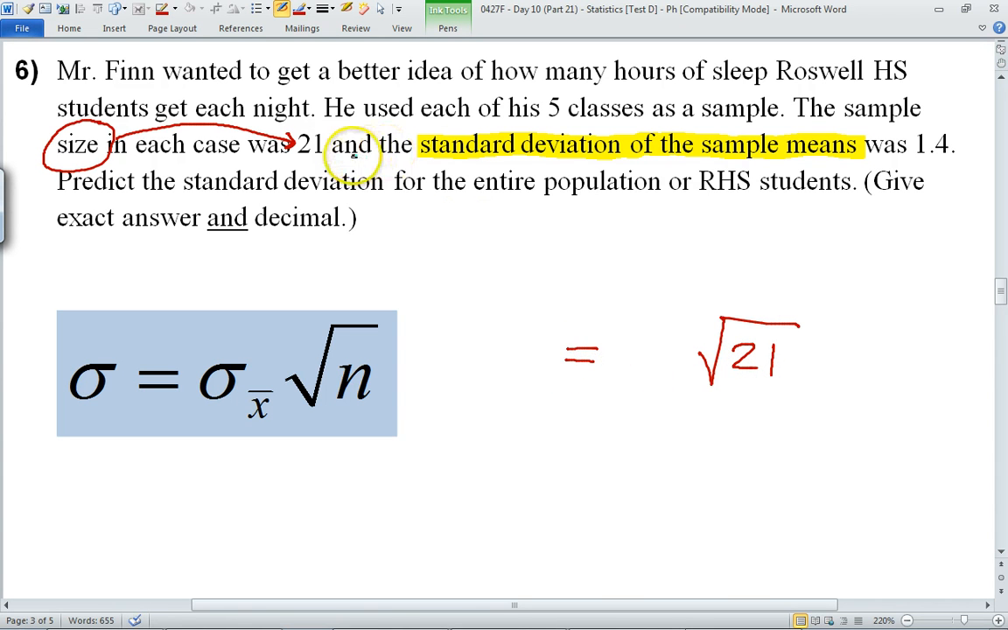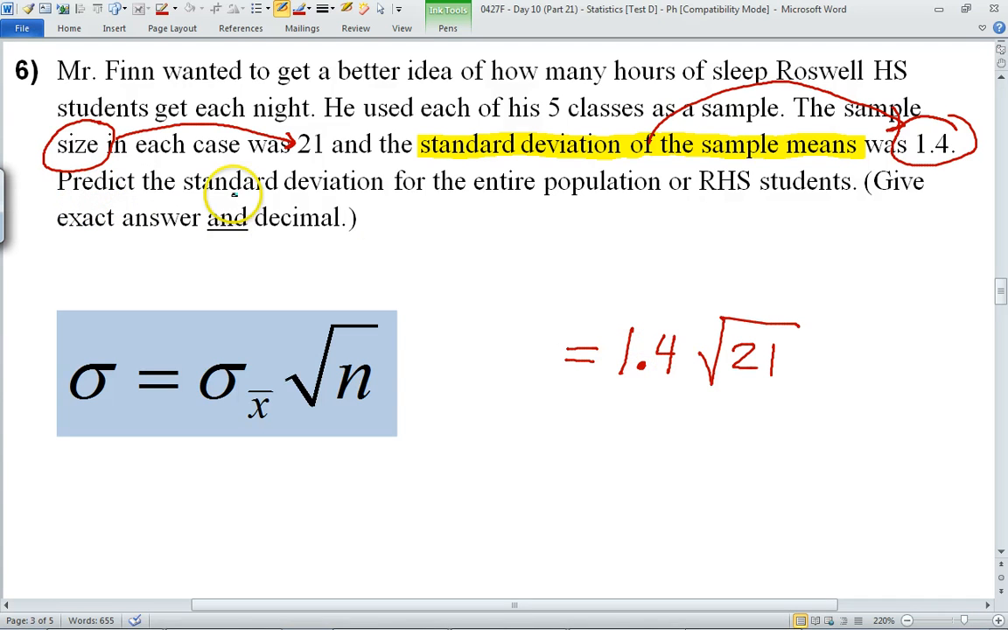Okay, let's see. The standard deviation of the sample mean was 1.4. This time they just plain give us the standard deviation of the sample mean. Last time we had to find it. But this time we're given it, so that's going to go right here. This is the standard deviation of the sample mean, so 1.4 goes in this position.